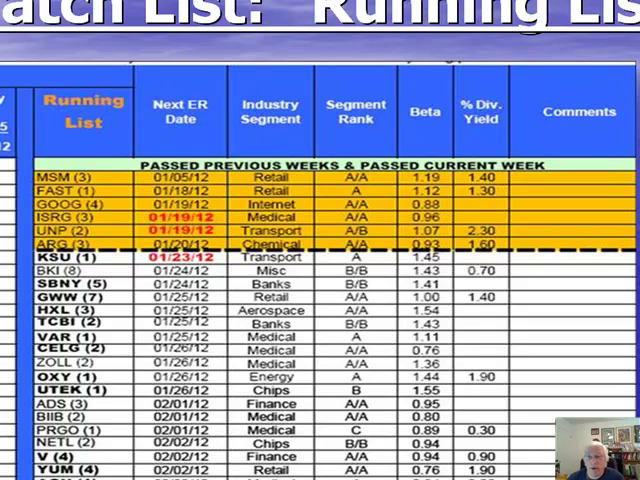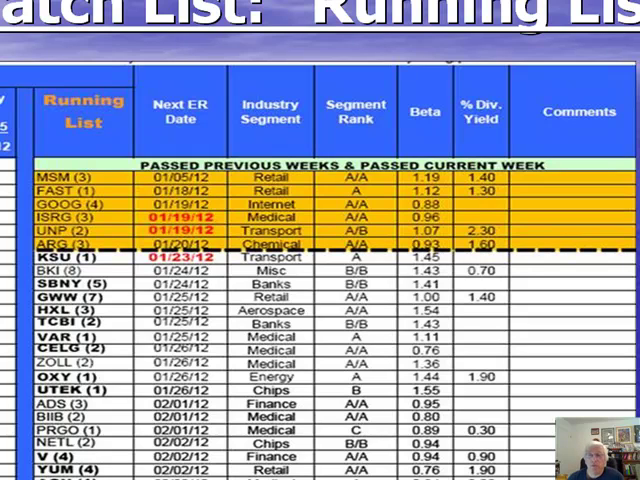Next, we have information on the stock's industry. We name the industry because we want to make sure that no one industry, just as no one stock, should represent more than 20% of our total portfolio. We also give the industry rank, and that will let us know if the institutional investors are rotating into this industry or out of the industry. Certainly rankings of A or B is something that would benefit us.